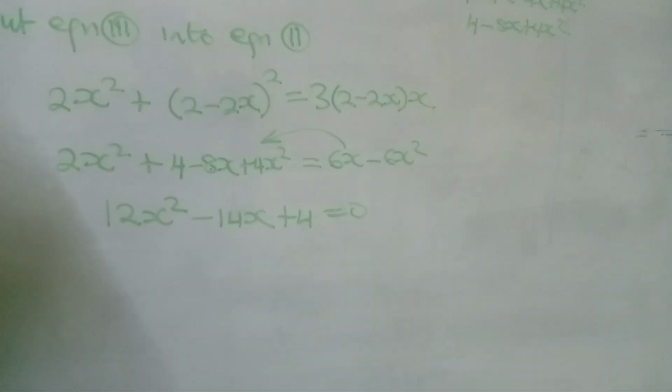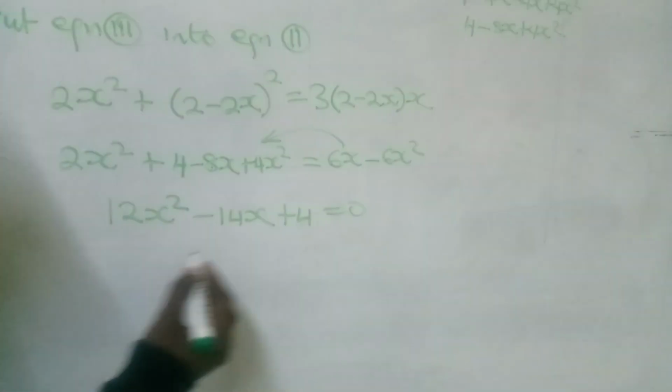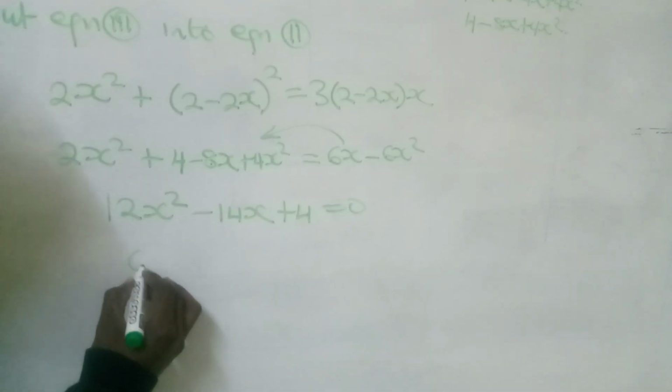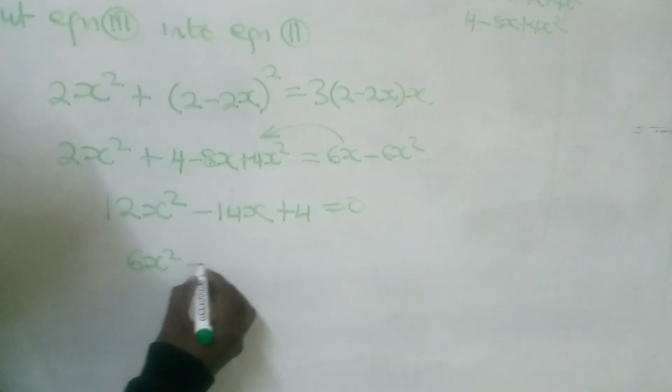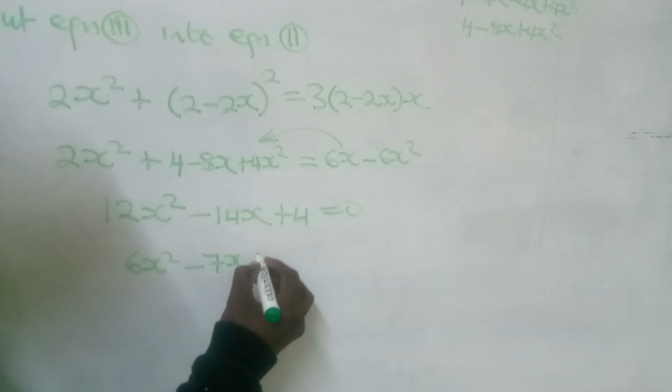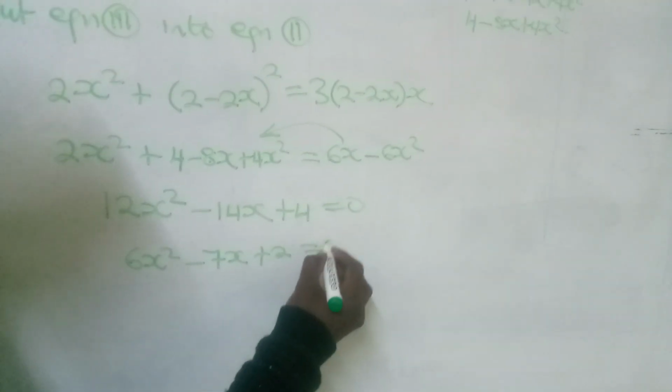So now let us divide by 2. Yeah, because you can see 2 is common, and therefore this is going to be 6x squared minus 7x plus 2 is equal to 0.